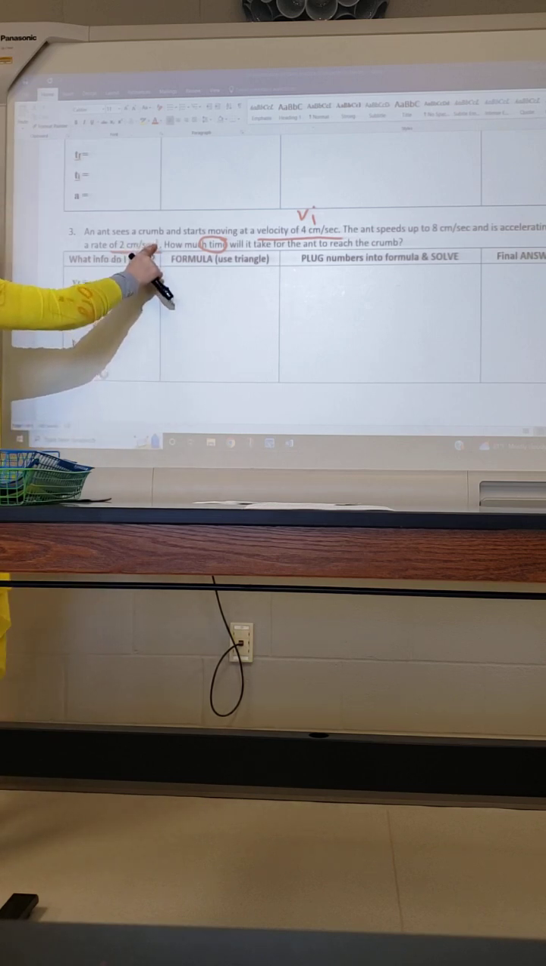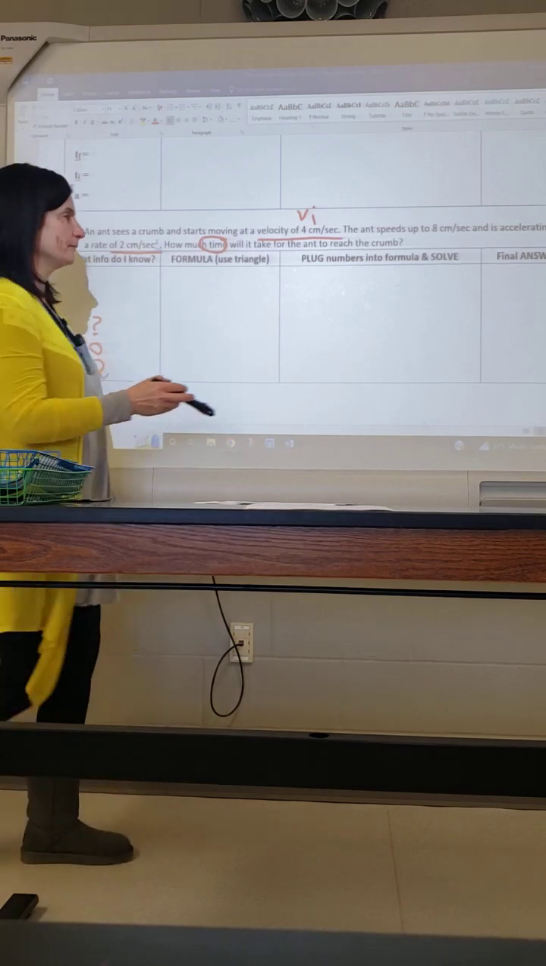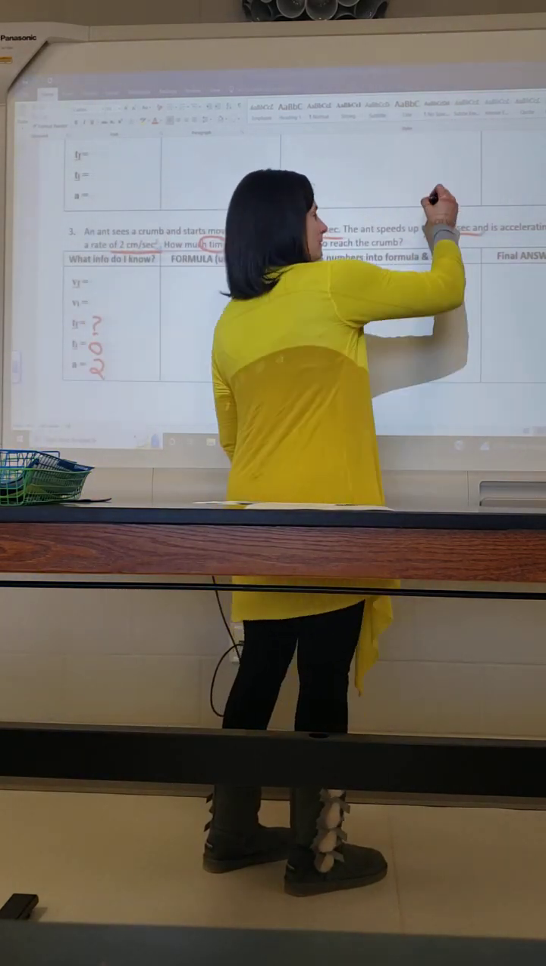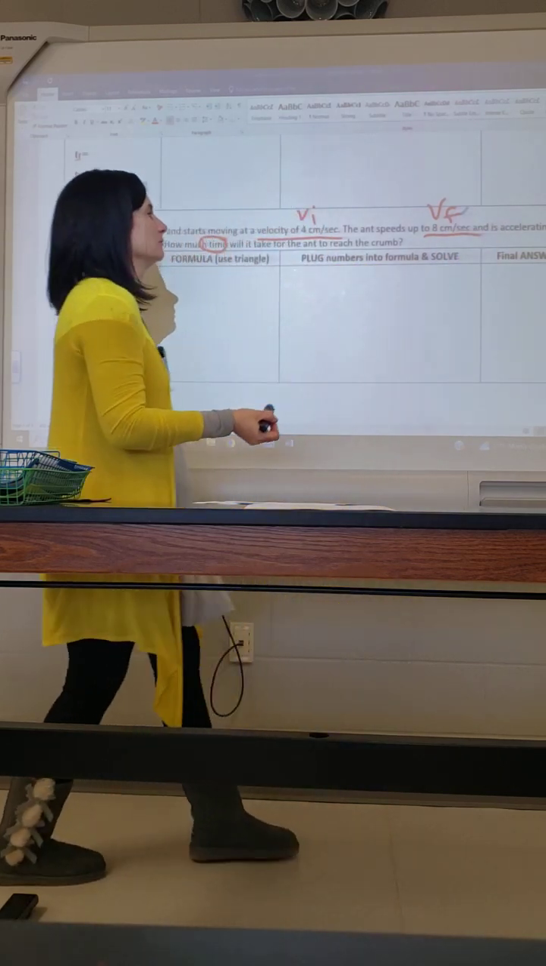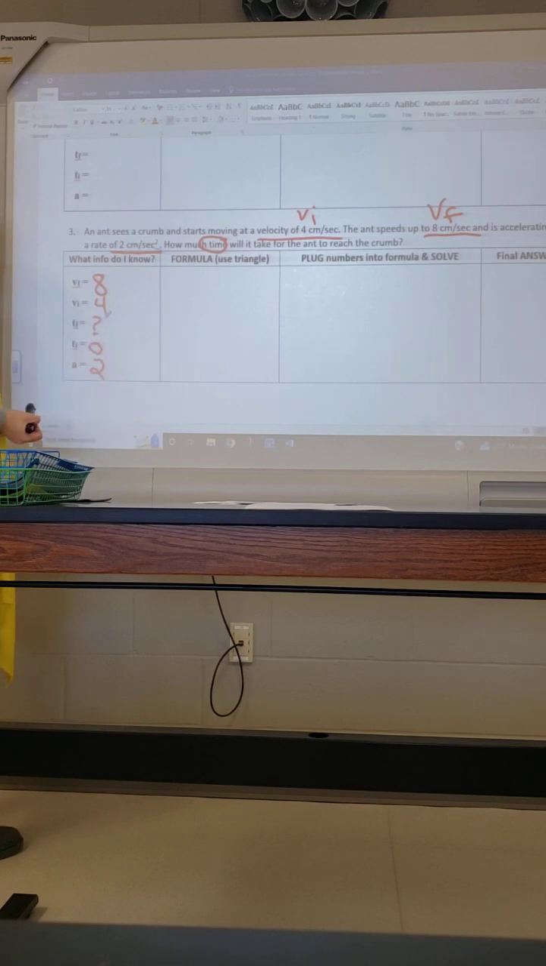That square is also a really good indication. Remember I said whatever you see squared, that is representing acceleration. Got another one? Okay. 8 centimeters per second. Good. And so that's where it's ending velocity, making that the final. So now I can just fill these in. 8 is my final, 4 was my initial.